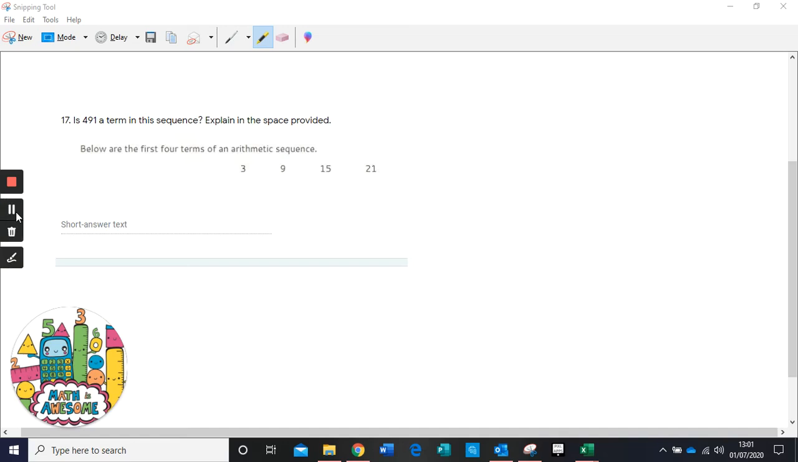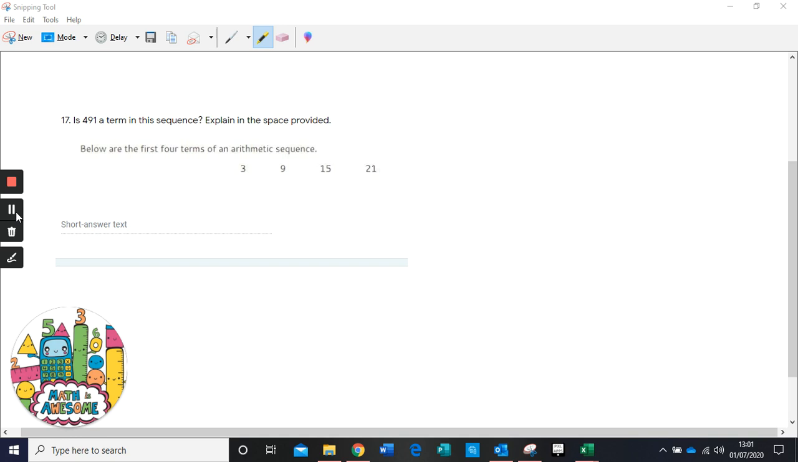So in this question, we are asked if 491 is a term in the sequence that they have provided us with. It says below are the first four terms of an arithmetic sequence. Now that just means a linear sequence. That's just another word for linear sequence. And we know that a linear sequence is a sequence where we have a constant term either being added or taken away between each term to get from one term to the next.